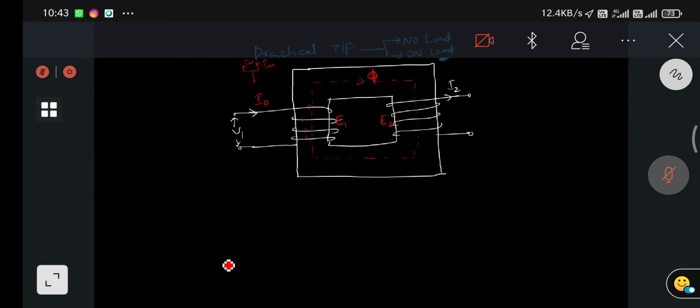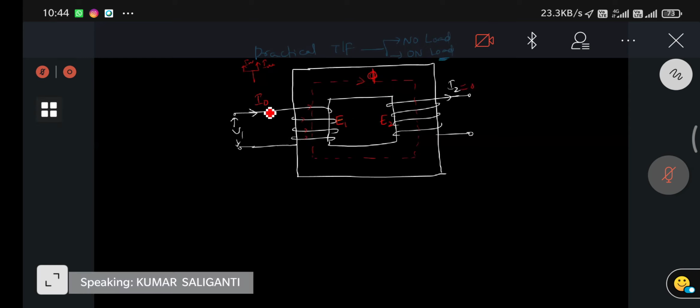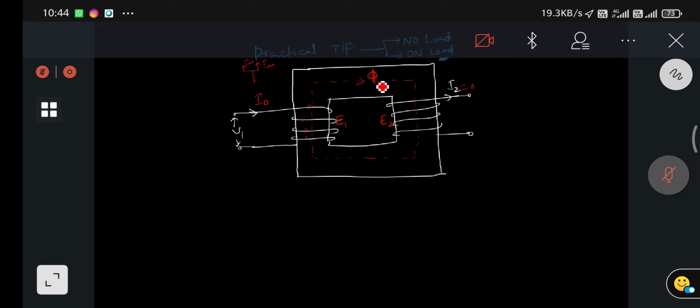First of all, while discussing the on-load condition, we have to know the no-load condition. At no load, I2 equals 0. This I0 produces the flux in the core, this flux links with the primary, E1 is induced in the primary circuit, and when it links with the secondary, E2 is induced in the secondary.